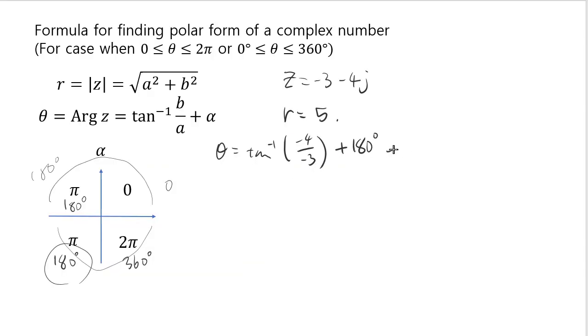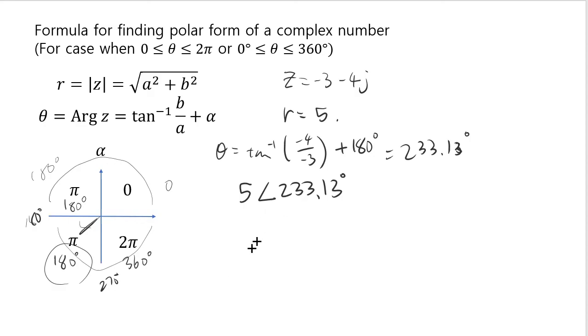So this would be 233.13 degrees. And just check that this is indeed between 180 degrees and 270 degrees, so that indeed you get an angle in the third quadrant, okay? So in that case, the answer would be 5 angle 233.13 degrees. And I'll skip the part where you do the radians. It should be straightforward now.